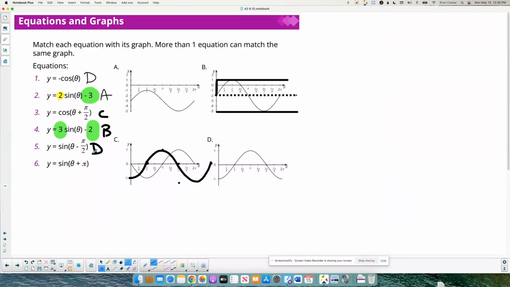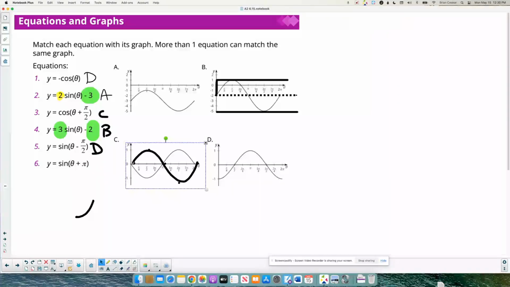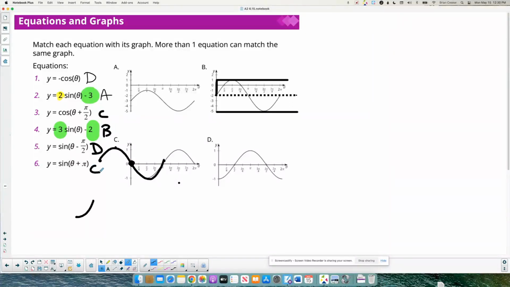And then the last one, same graph. It's a sine, but I'm going to go left pi units. So I'm going to put my finger right on this point, and I'm going to move every point left pi. So that looks like C. It matches up right there with that. Okay, and you can graph them on Desmos and check your work, or you should know enough to be able to do those. That's all review. Nothing new in that activity.